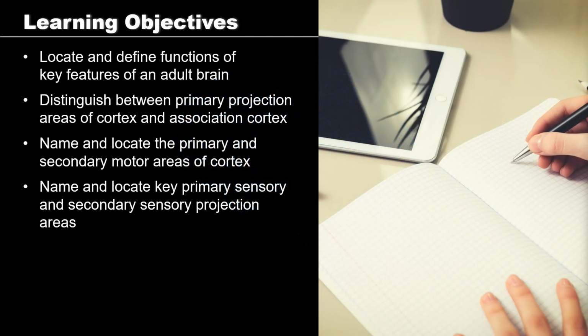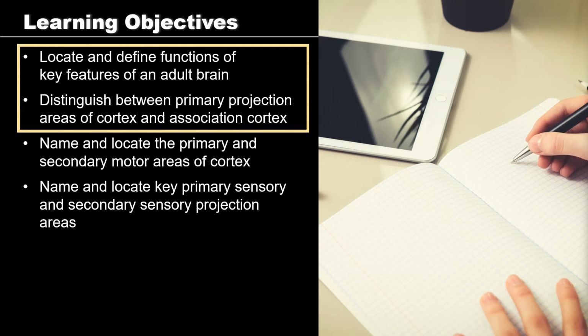After this video, and any further self-directed study, you should be able to locate and define the functions and key features of an adult brain. Distinguish between primary projection areas of the cortex and association cortex. Name and locate the primary and secondary motor areas of the cortex. Name and locate key primary sensory and secondary sensory projection areas. So now let's take a closer look at the adult brain and the primary and association areas of cortex.